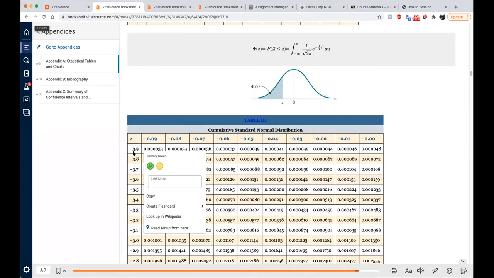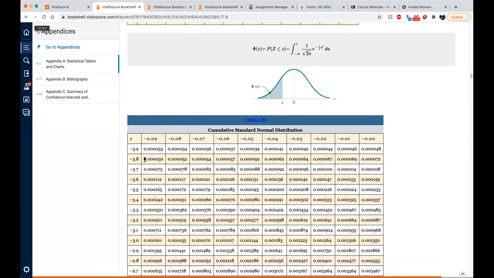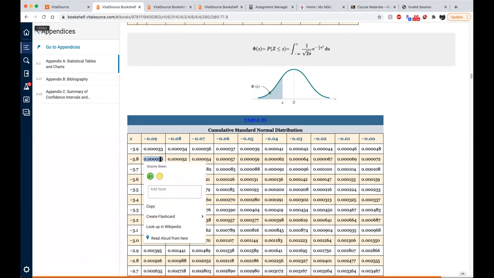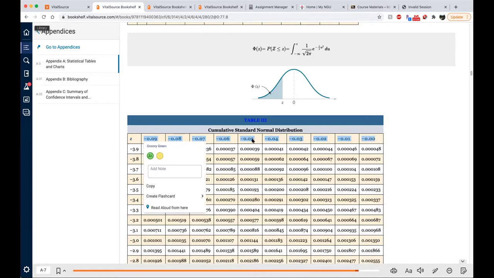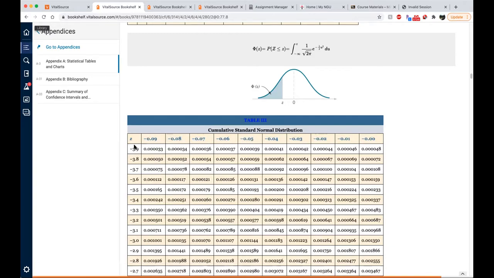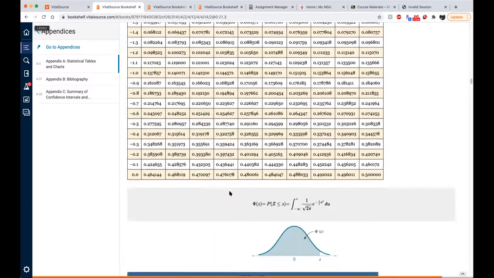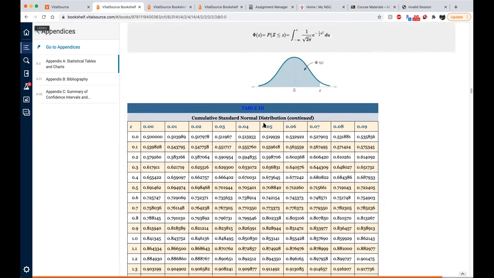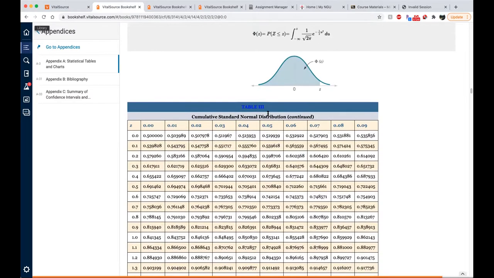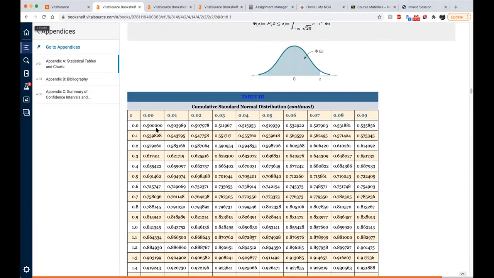The negative 3.99. Okay, you see, and then the next one represents the area from negative infinity to negative 3.89. So these values represent the second decimal place number, and each value from here... give me a second. So this is 0.5.